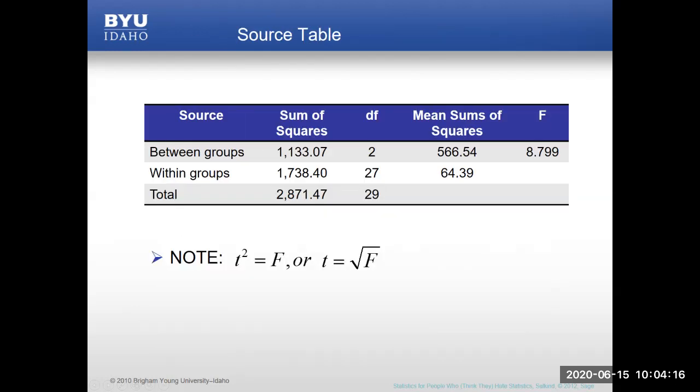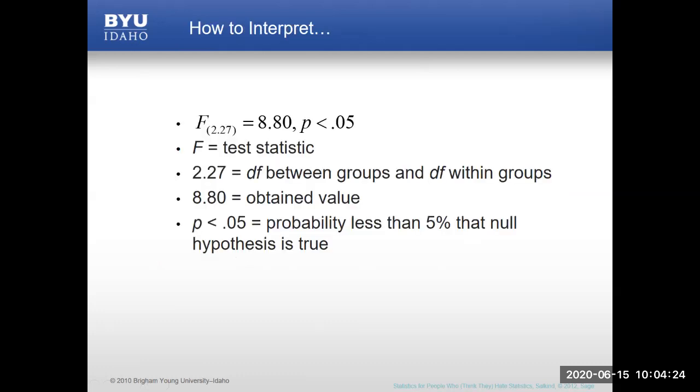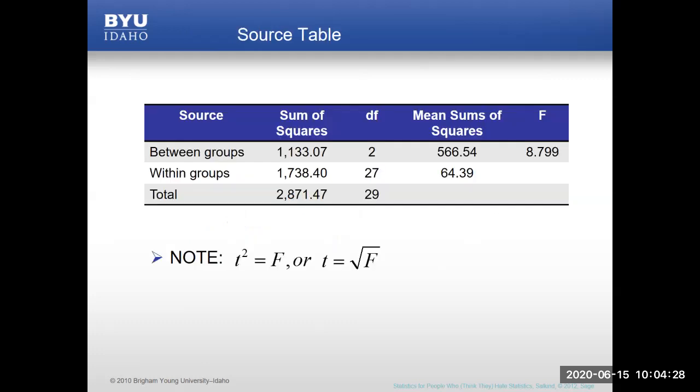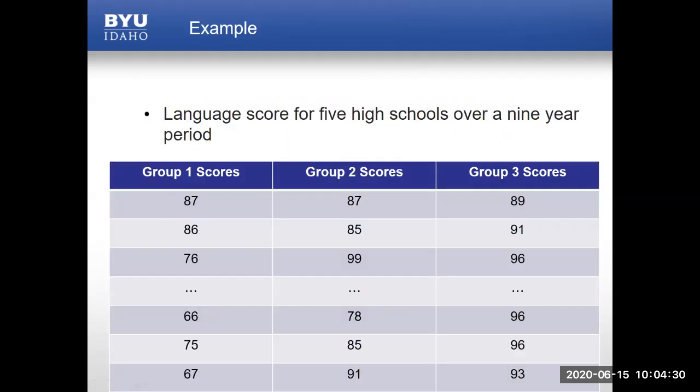But in the end, you come up with an F that's 8.799, which is bigger than 3.35. So I reject the null hypothesis, and I conclude that these groups are not all equal to each other. One of them is different. Which one is different?